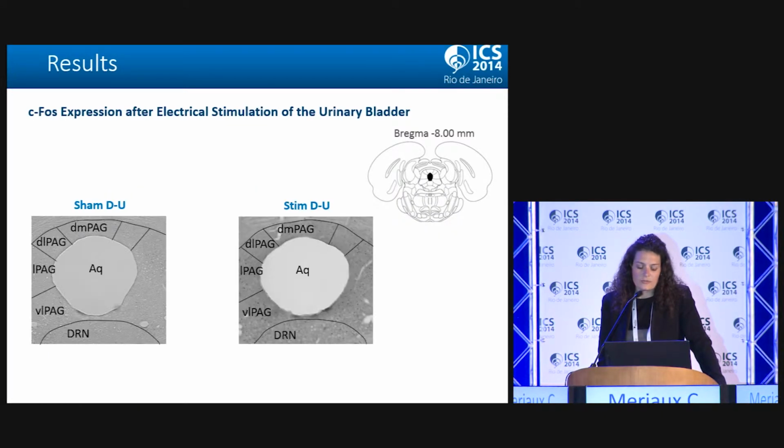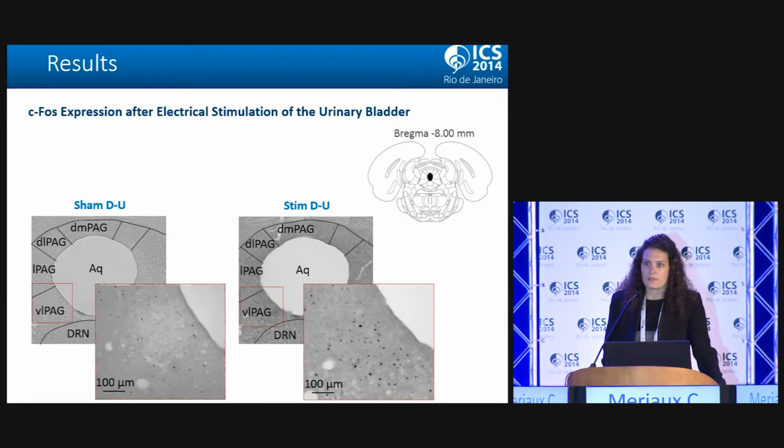We then took some pictures of the sections, and what we found is a higher c-Fos positive expression within the periaqueductal gray when you compare the stimulated group with the sham group. And when we look at the caudal part, so at the posterior part of the PAG, we could find that in the ventrolateral PAG, there was a higher and strong density of c-Fos positive cells close to the aqueduct, so in the medial part of the PAG.